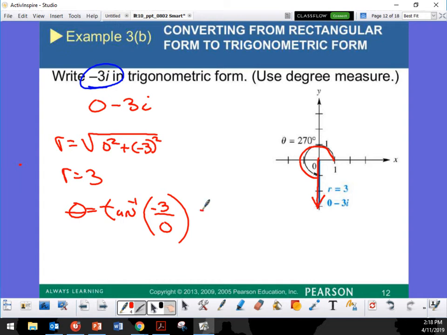Since it's straight down, what is my CIS going to look like here? It's going to be 3 CIS of, what's the angle? 270. The angle always goes next, so that's 270.